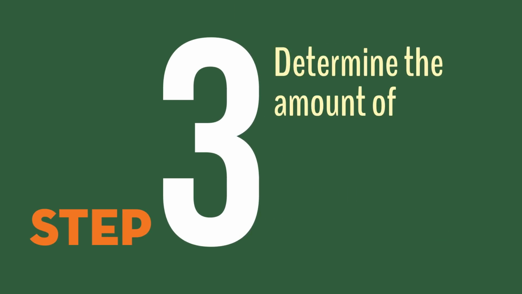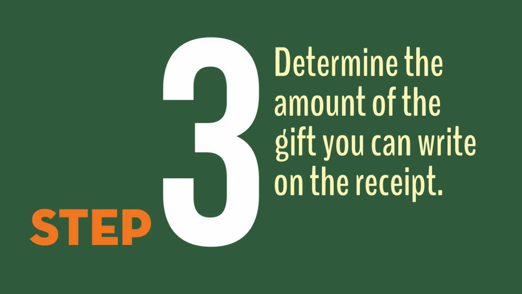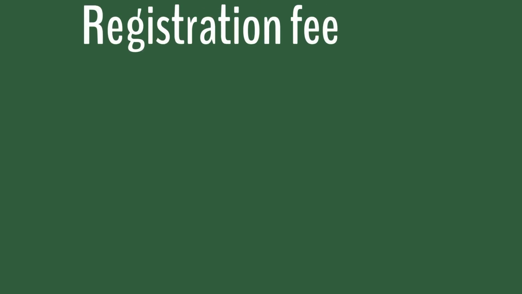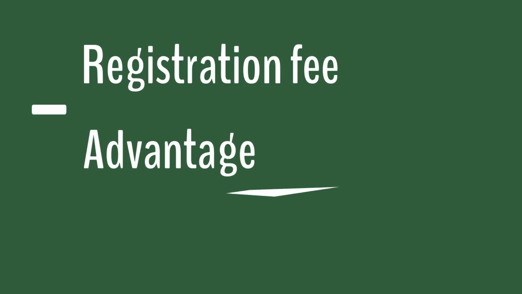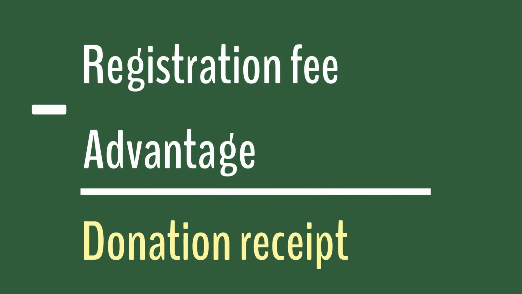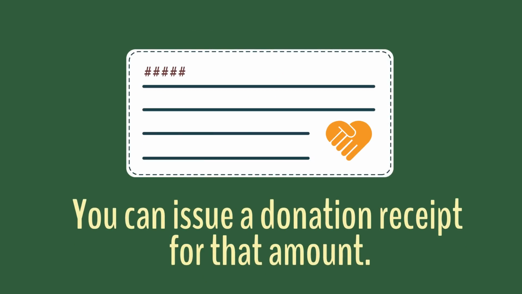But for how much? The third step is to determine the amount of the gift you can write on the receipt. Take the registration fee for each participant and subtract the total value of the advantages. The remaining amount is called the eligible amount of the donation. You can issue a donation receipt for that amount.